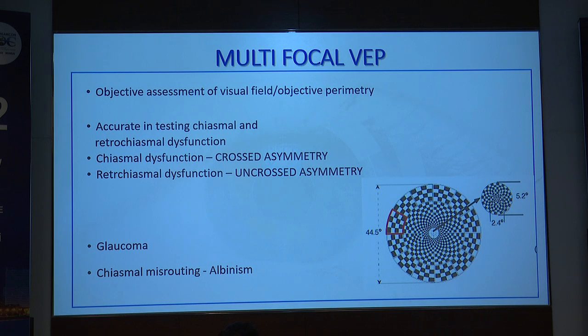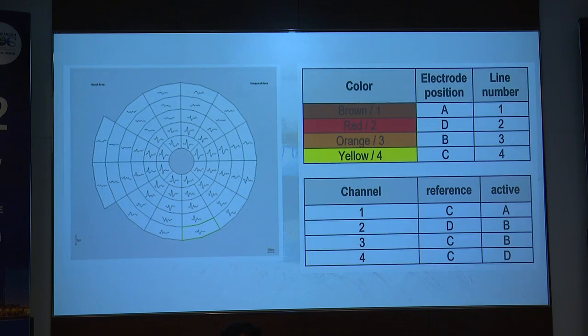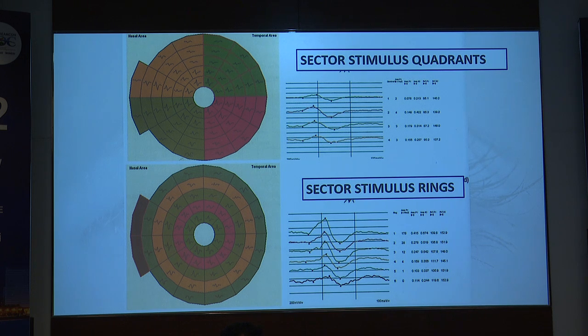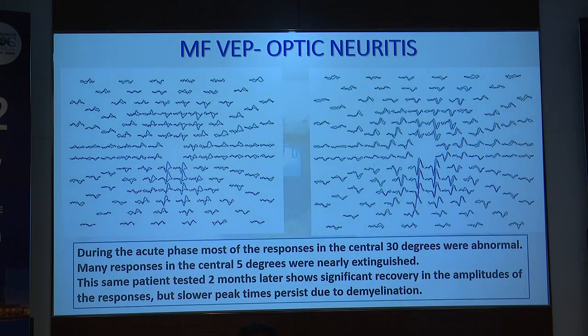Multifocal VEP are not that commonly done. Here we have 4 active electrodes in a mounting bracket, and they give corresponding waves, which can be in a sectoral pattern or a ring pattern. This is the normal multifocal VEP in both eyes. Right eye is red, left eye is blue.